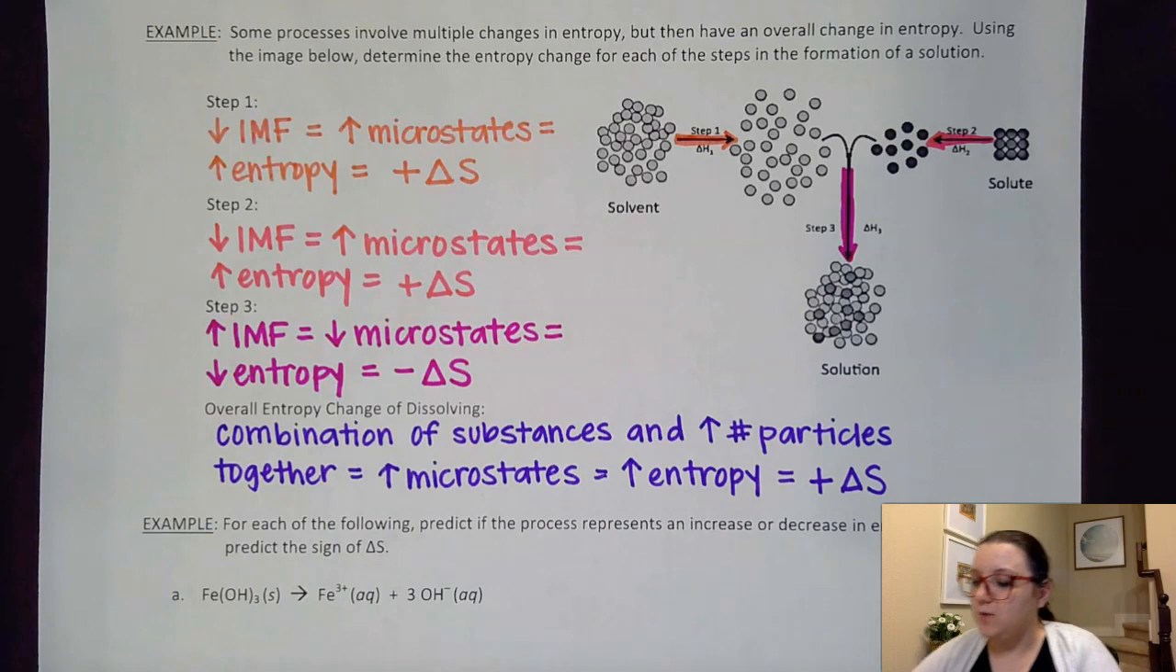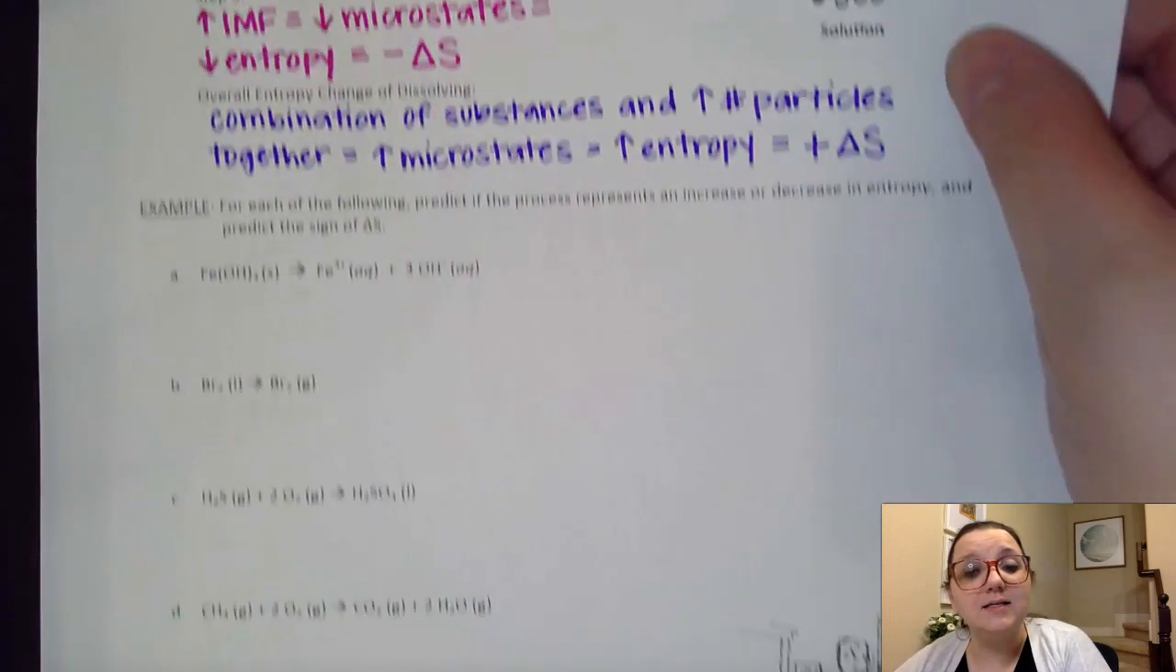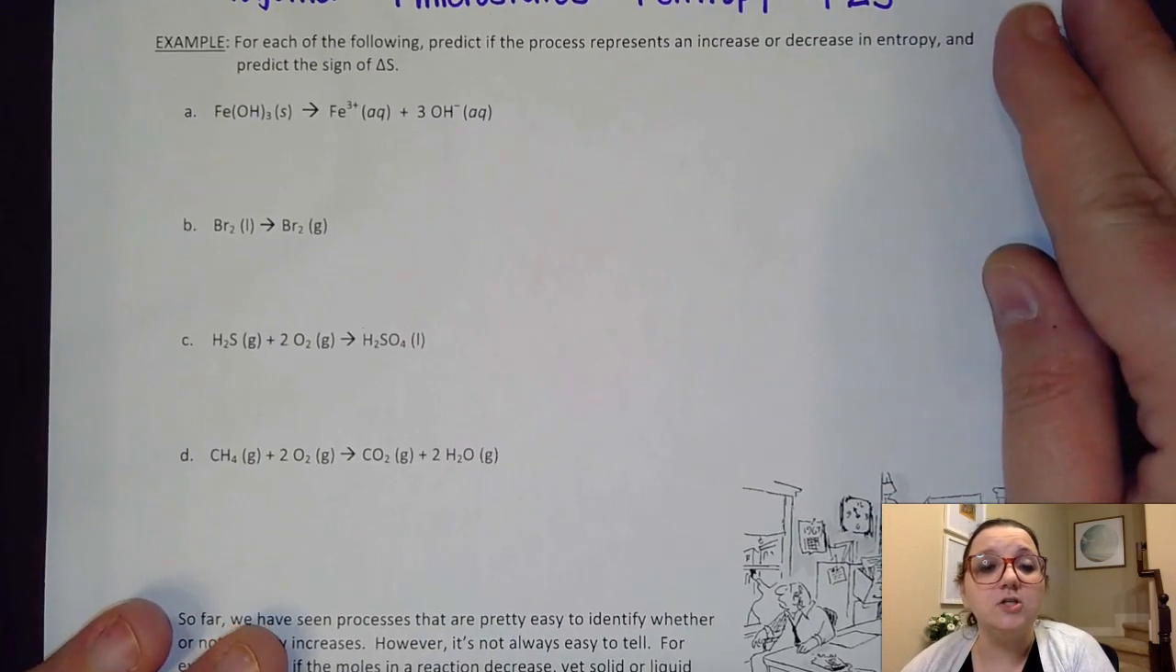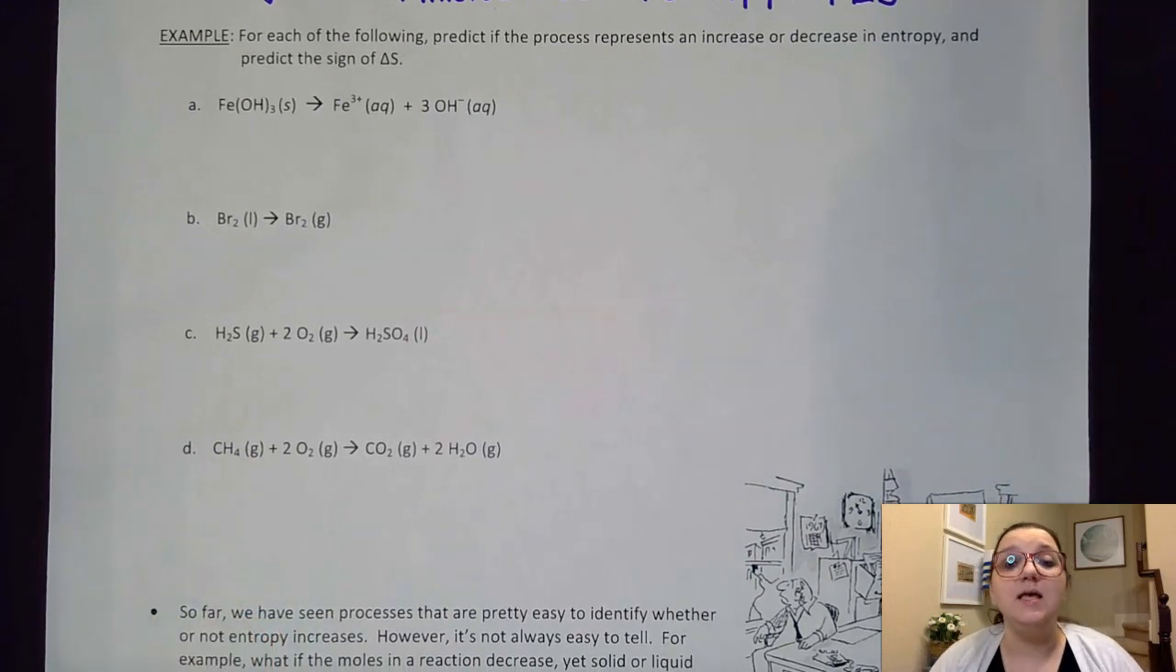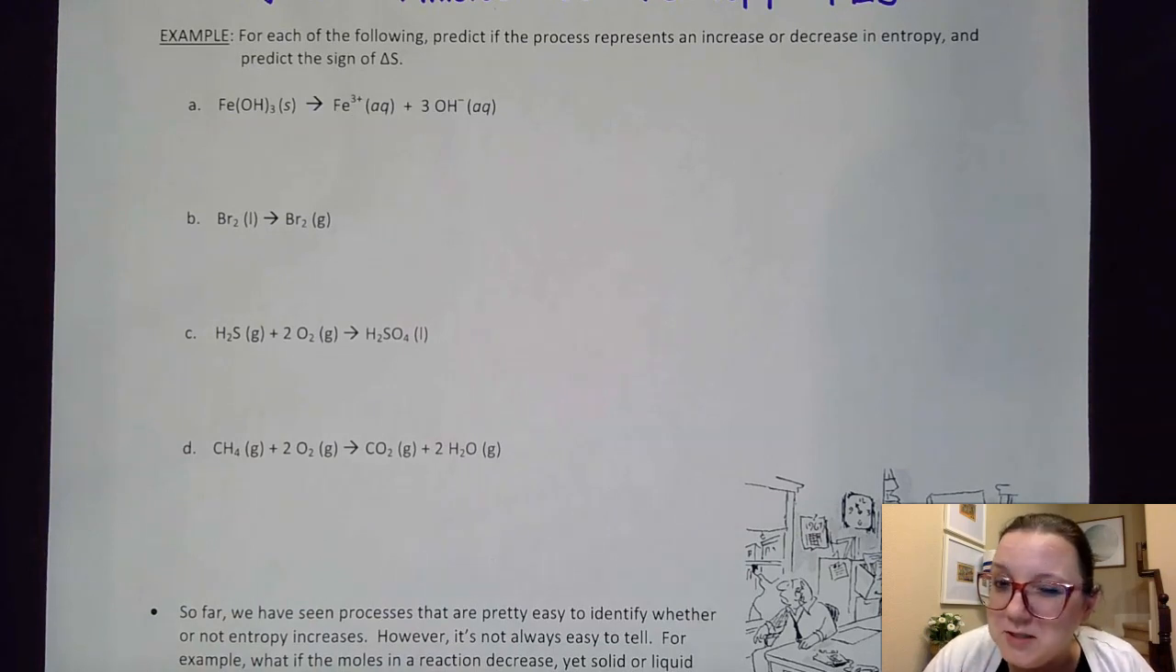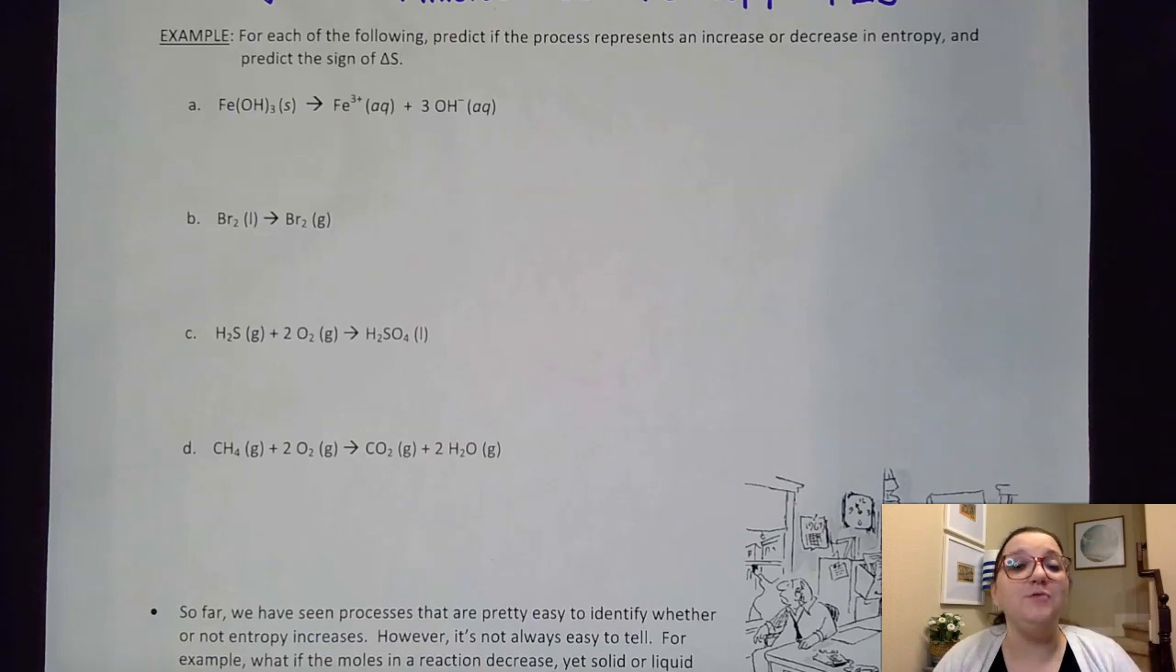All right, here's what I want you to do. On the next example, it says for each of the following processes, you want to predict if the process represents an increase or decrease in entropy, or if it stays relatively the same, hint, hint, and predict the sign of your delta S. So what I want you to do is to take a moment, pause the video, and go try out this example.